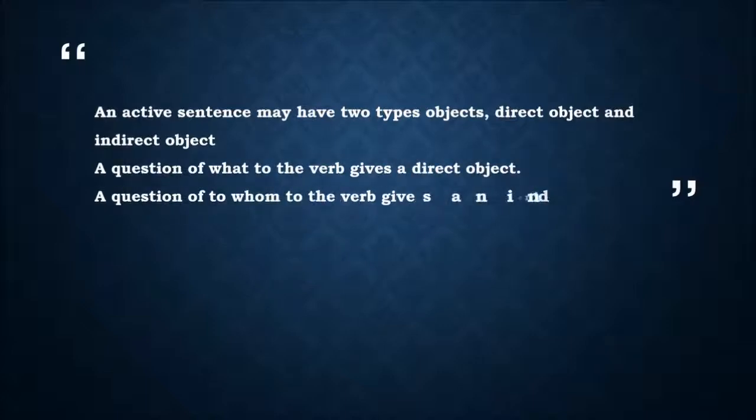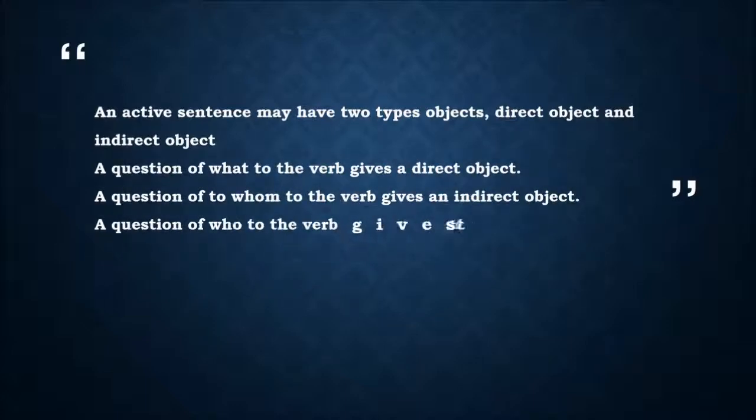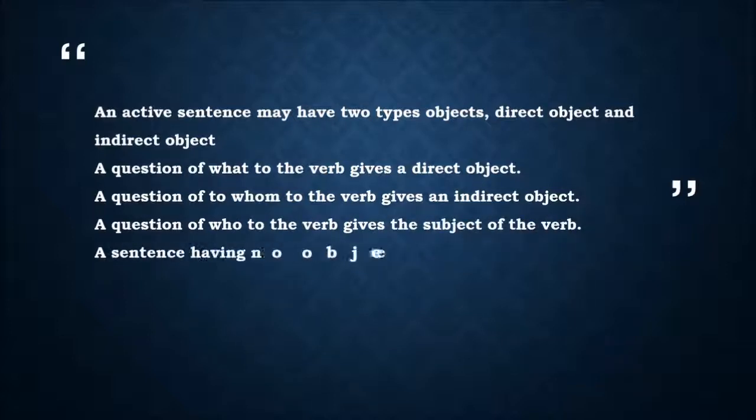A question of what to the verb gives a direct object. A question of to whom to the verb gives an indirect object. A question of who to the verb gives the subject of the verb. A sentence having no object cannot have a passive voice. A sentence having 2 objects can have passive voice in 2 ways, that is, using either object.